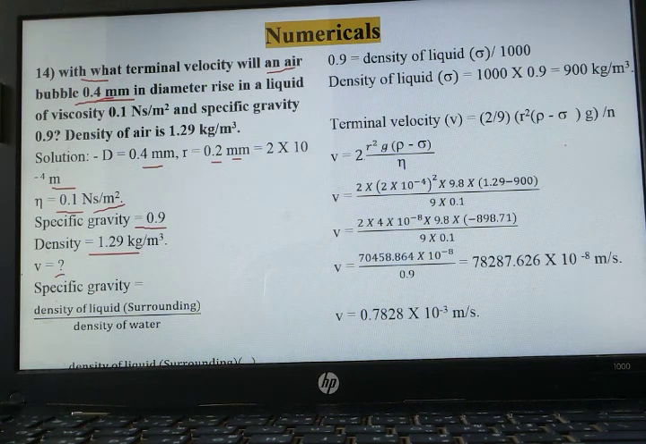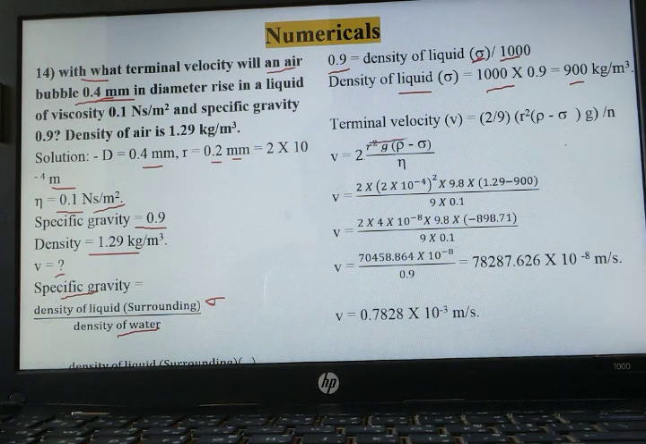For this, we do not know the density of the liquid. Density of liquid is not known. So what will we do? First of all, we will try to find out the density of the liquid. Specific gravity has been given, that is 0.9. Density of liquid we are not knowing, so we will write it as it is. But density of water we know, that is 1000. So this 1000 will go over here and multiply by 0.9. Ultimately we get 900 kg per meter cube. What we have got is the density of the unknown liquid.